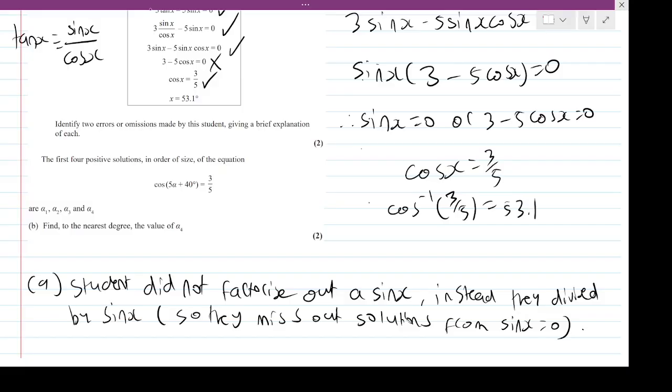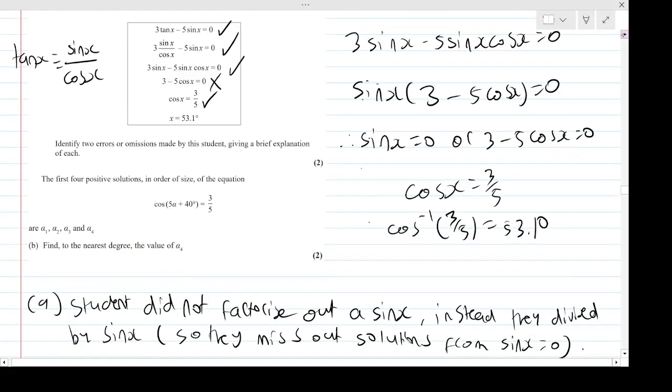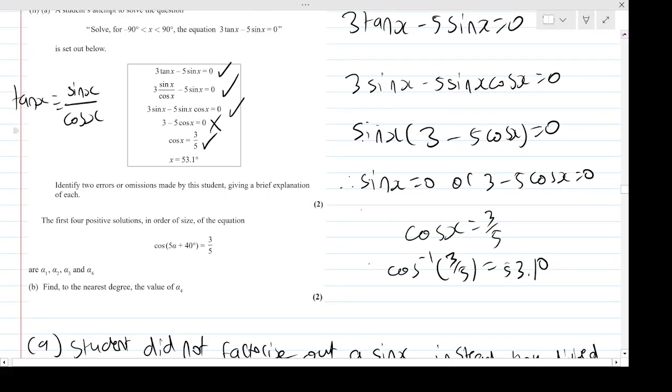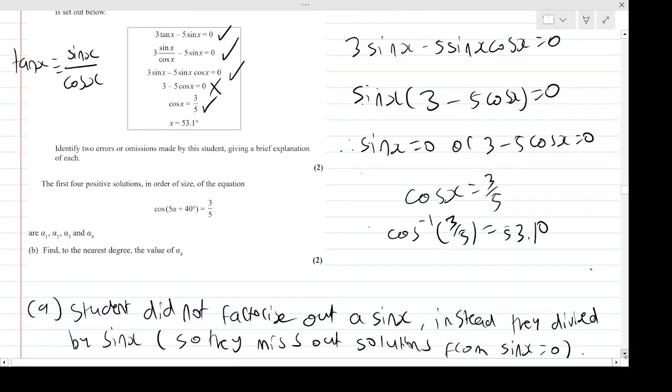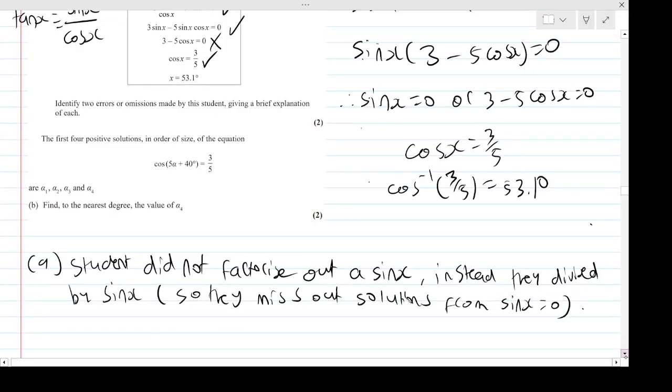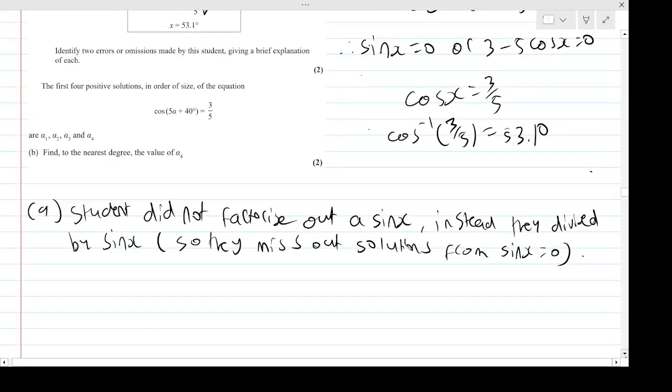53.1, right? So that's correct, but are there any more solutions to this? Very rare that you would only get one solution here. Let's check. It has to be between minus 90 and positive 90. Is there any more solutions? Let's consider the cos graph, right? So if we do a cos graph then.